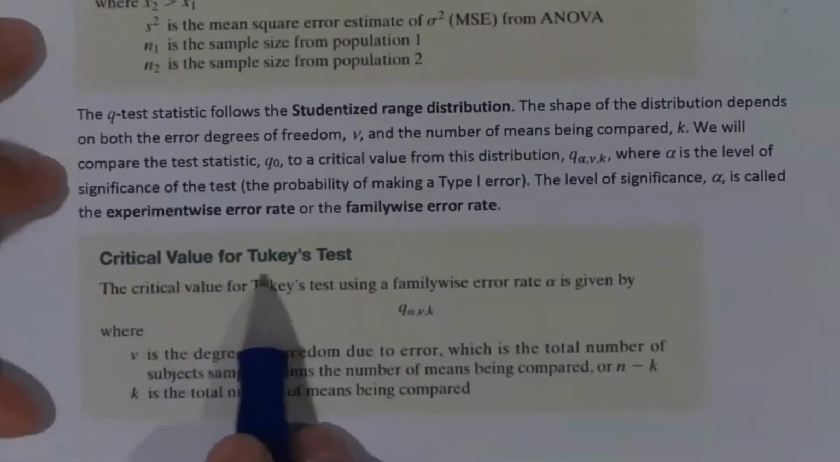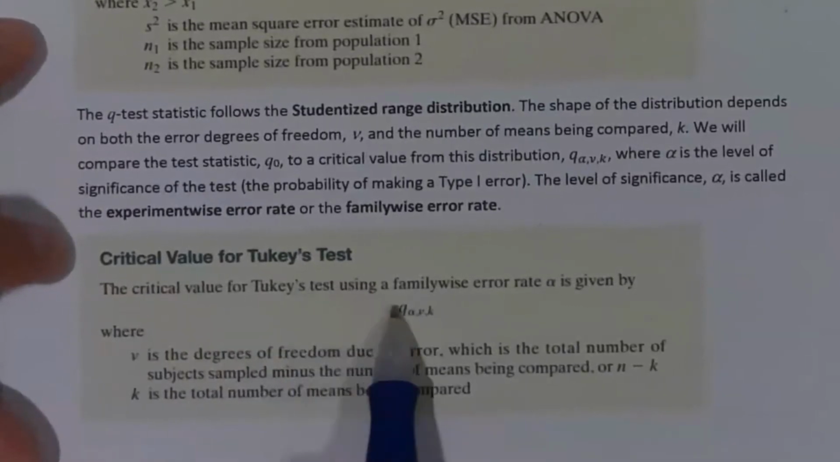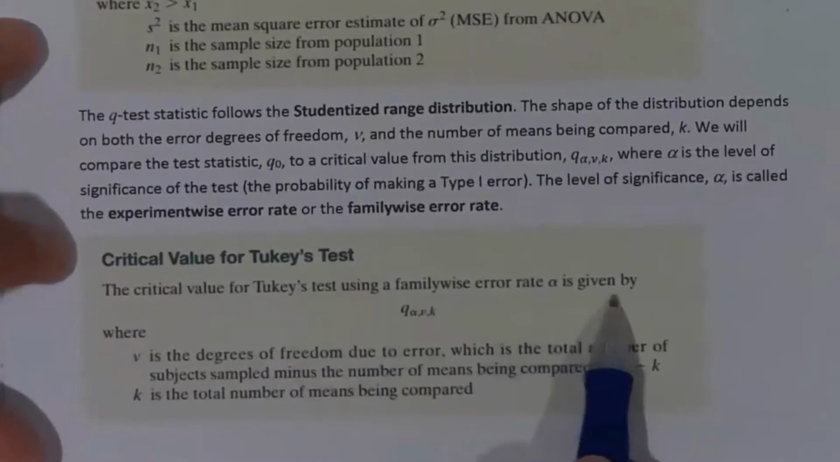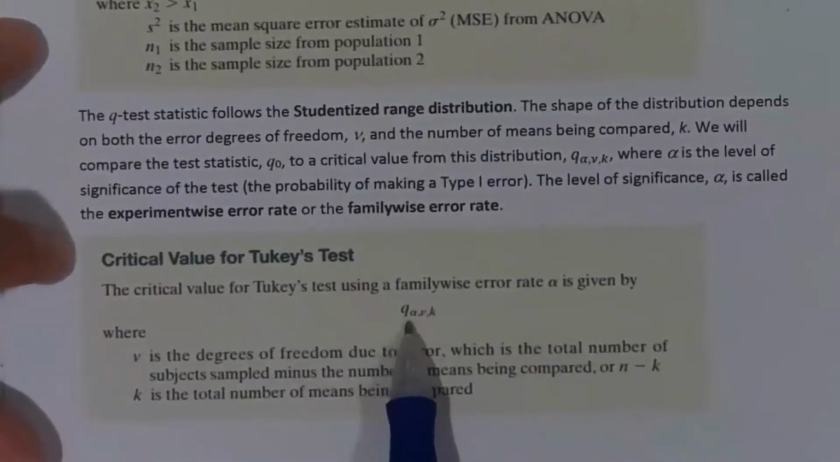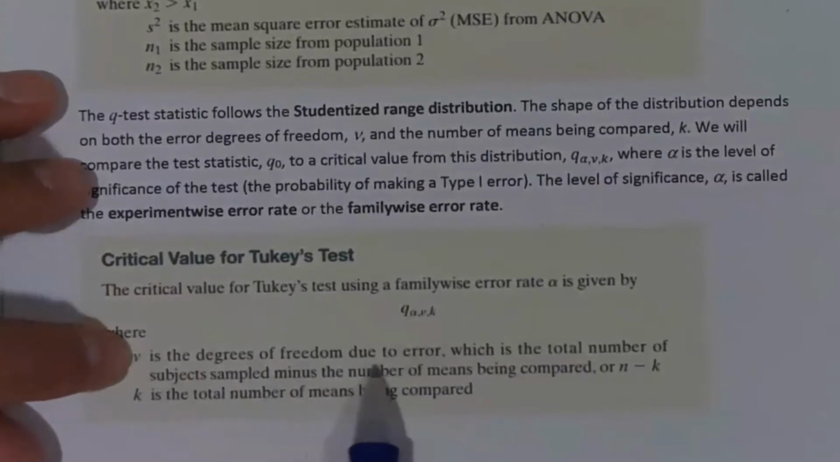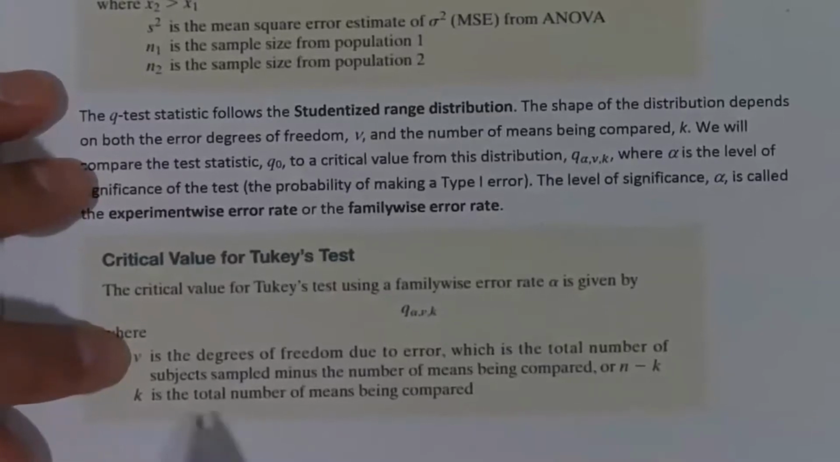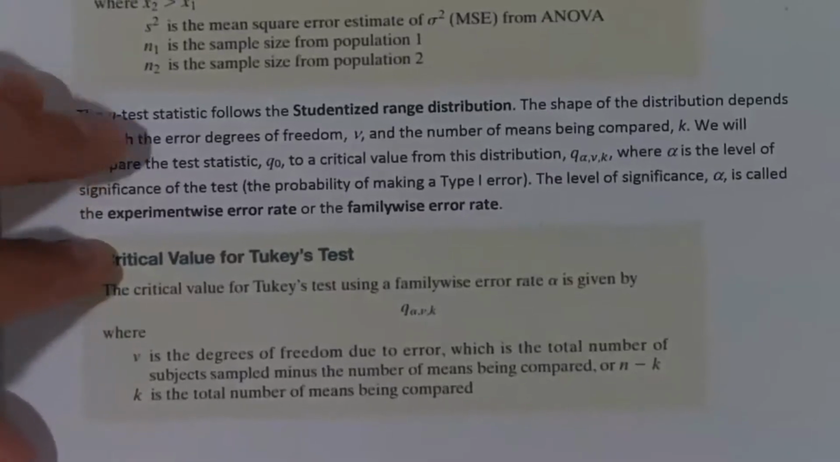Now, the critical value for Tukey's test. The critical value for Tukey's test using a family-wise error rate alpha is given by, again, Q sub alpha, V, K, where V is the degrees of freedom due to error, which is the total number of subjects sampled minus the number of means being compared, or N minus K, the total number of data values minus the number of categories. And K is the total number of means being compared. It's the total number of categories.